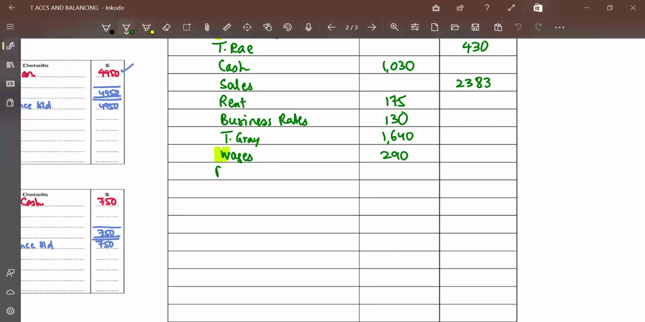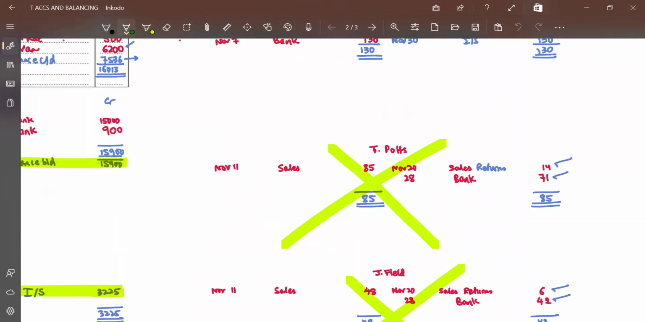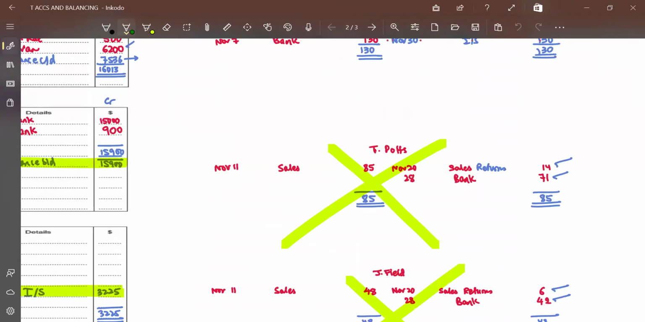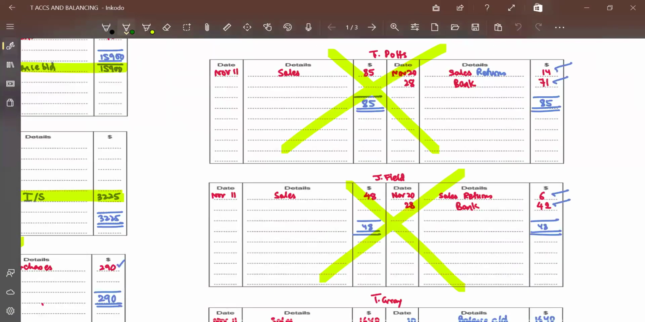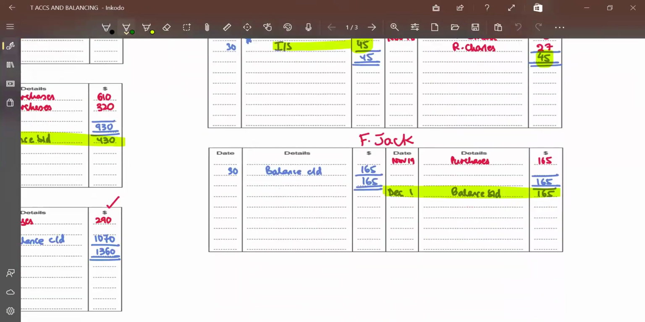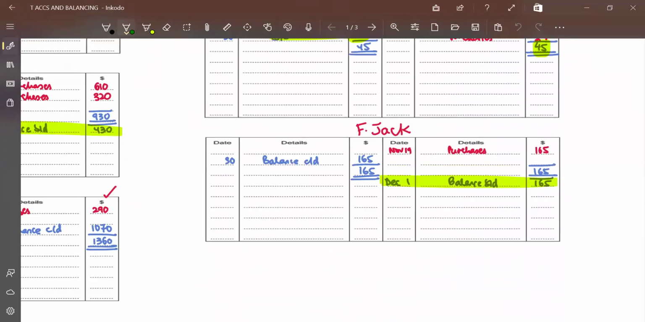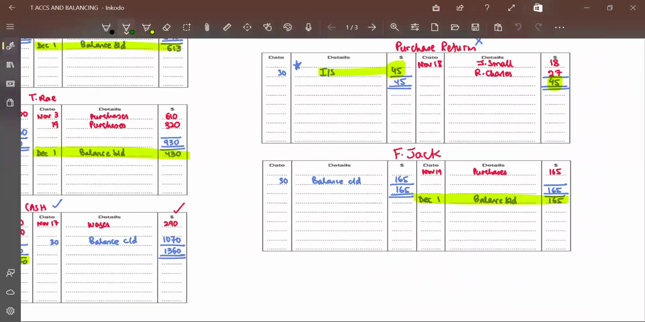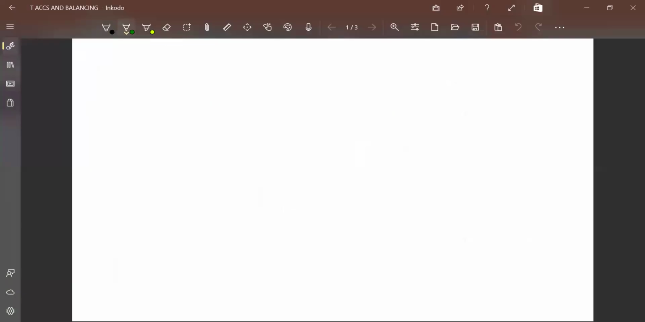Purchase returns are on the credit side, because it is contra to purchases. It is $45, and FJAC was $165 because you owe FJAC. Let's go back to FJAC. It is a liability on us. We've purchased goods from him worth $165. So the first page is done. Let's move on to the second page.